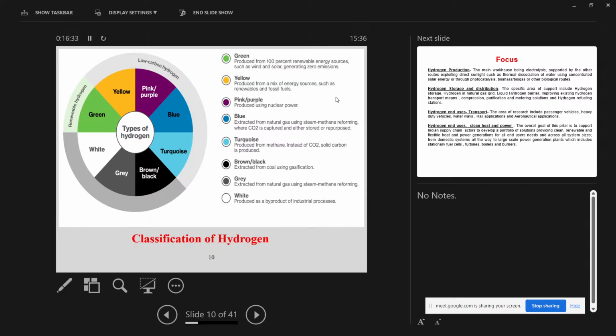In this case, if we're talking about blue hydrogen, blue hydrogen must be extracted from natural gas, through steam reforming, where CO2 is captured and is either stored or used in different ways. That's called blue hydrogen. You must be surprised that all of these are divided into different colors, and mainly we talk about yellow. This is a mix of energy resources such as renewables and fossil fuels. And then white: if it is coming up as a byproduct of industries, then it is called white hydrogen.